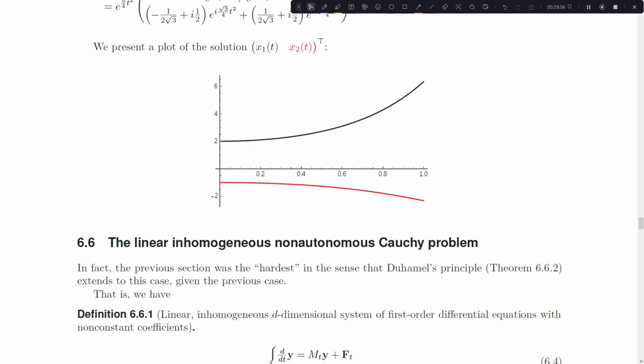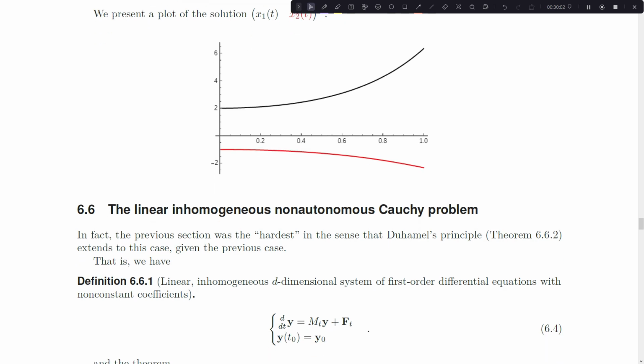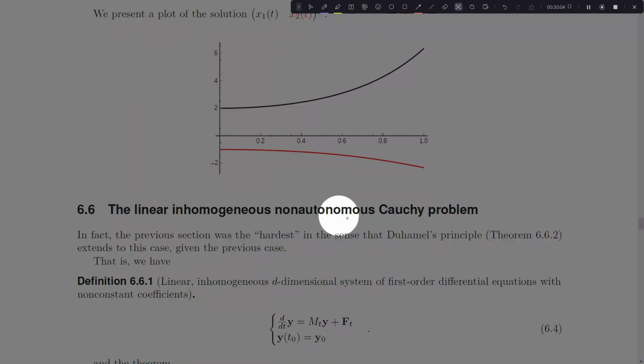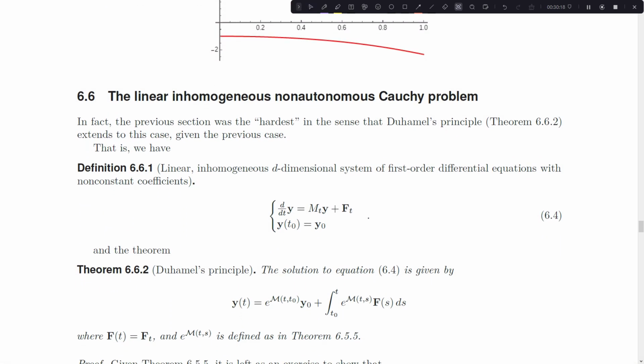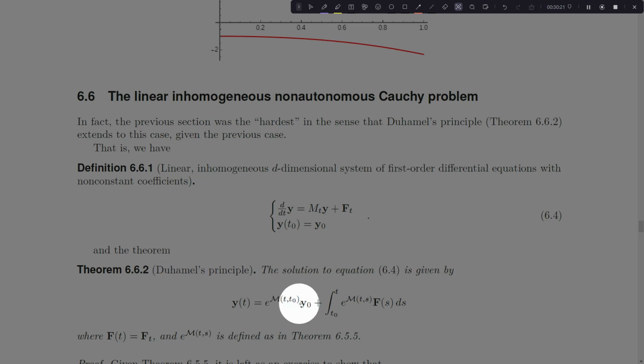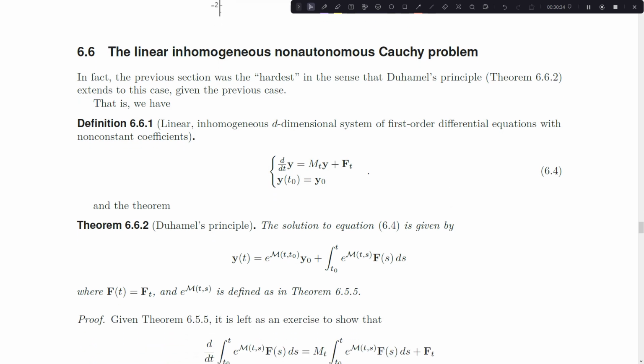Finally, we have one more sort of Cauchy problem here. This is just Duhamel's principle with non-autonomous systems. So suppose we're non-autonomous, that means the matrix depends on time. Suppose we're non-homogeneous or inhomogeneous, which means that we have a forcing function. Then I can find the solution using Duhamel's principle. And this is the exact same Duhamel's principle we had before, but now I'm dealing with my beautiful curly M that nobody ever wants to calculate, because it's going to absolutely destroy you if you try.